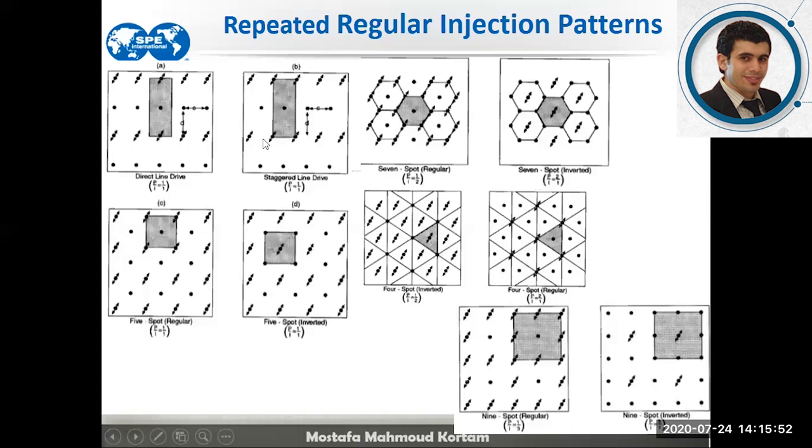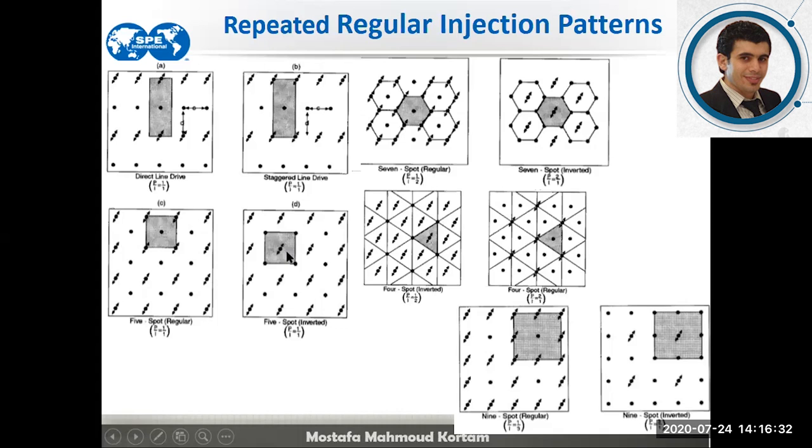The five spot has the same issues as the regular five spot. We are placing the producer well, and the injector wells are revolving around the producer well. The inverted one is the opposite. You are placing the injector well and placing the producer wells around the injector well. So the injection comes outward. Here, the injection directions come inward, not outward like the inverted type.